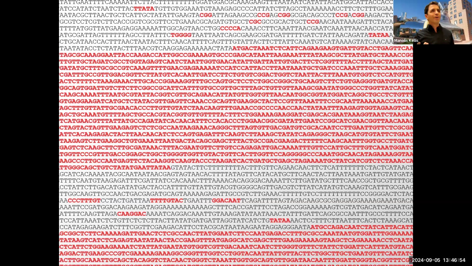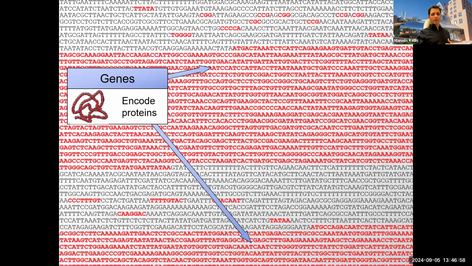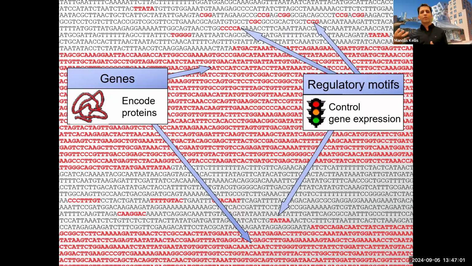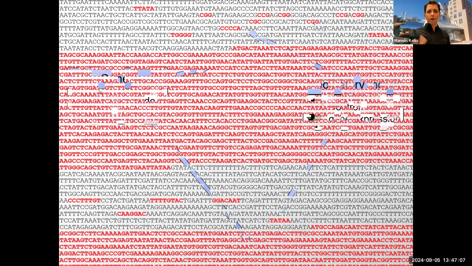So it's kind of cool. There's a code out there and there are signals sprinkled in. Some encode proteins, and others you can think of as the red lights that turn genes on and off. Okay, so these are just the most basic building blocks of genomes.